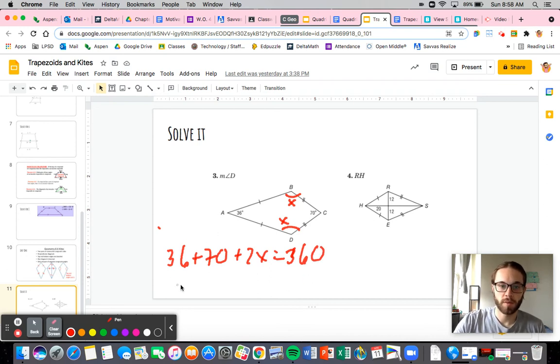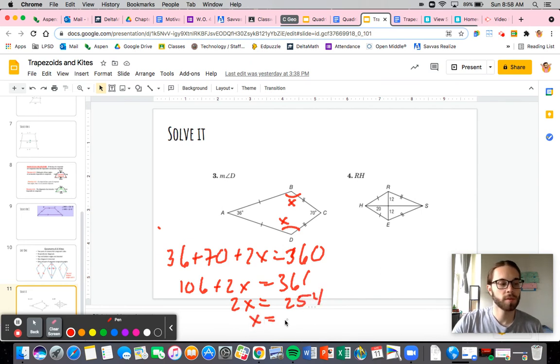Okay, so what's that? 106 plus 2x equals 360. Minus that, so I get 2x will equal 254. So that would make x, if I divide by 2, 127. So each of these will be 127. Right, and that's just because they all add up to 360.